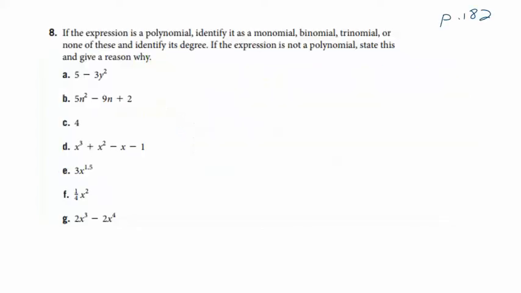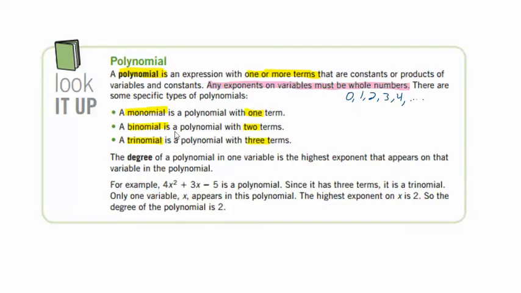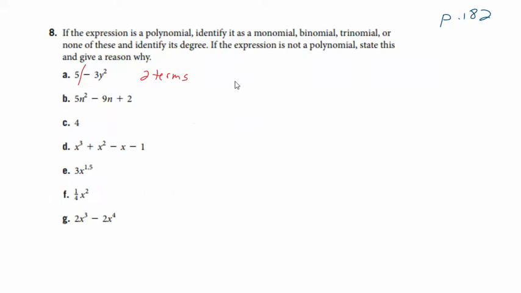All right, so let's look over here. First of all, let's identify the number of terms. Okay, we've got 5, then we run into a minus. Then we have negative 3y squared, so that's 2 terms. Let's check out the exponents. Here's my exponent, which is a 2. That's a whole number, so we're good there. So since I have 2 terms, it's called a binomial. So a binomial is a type of polynomial. So this would be a binomial.